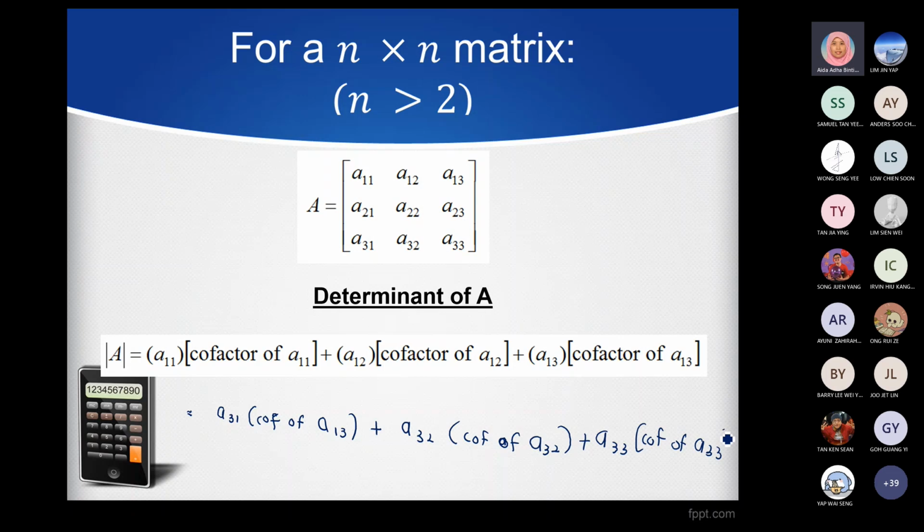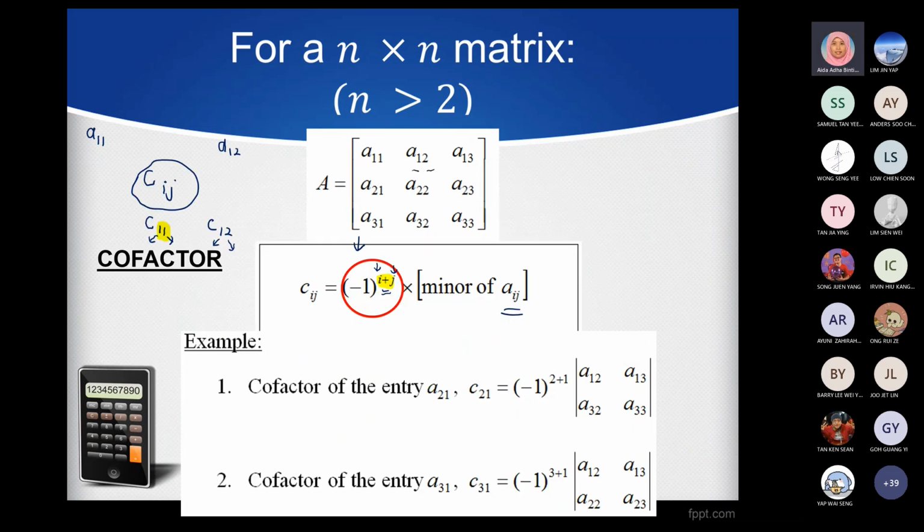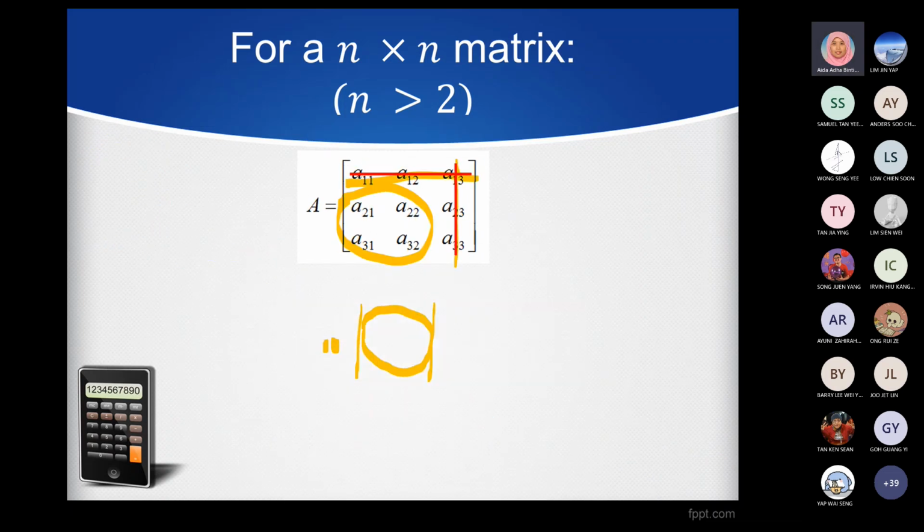So same thing, it's up to you. Maybe you want to use row 3 because it has a 0 here, so it is easy for you to calculate. No need to find the cofactor for this first term because for sure it is 0. Okay, it's no problem.